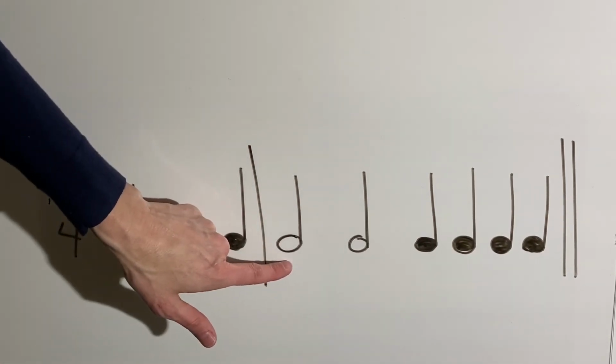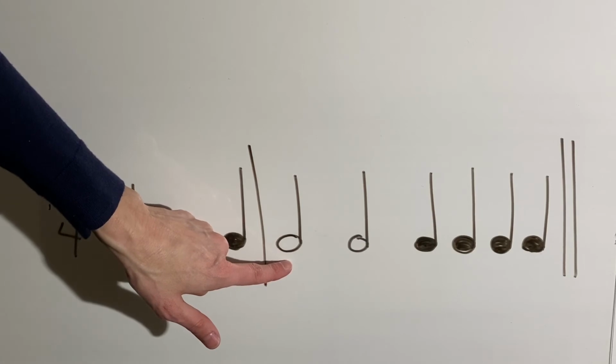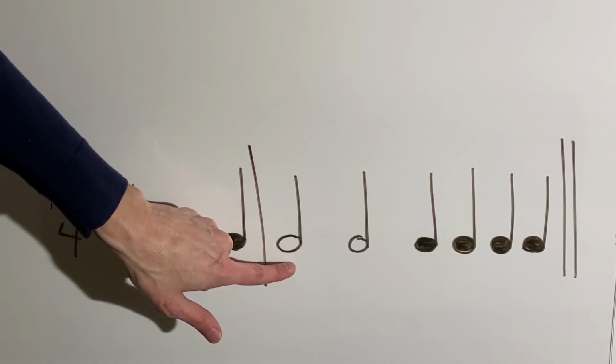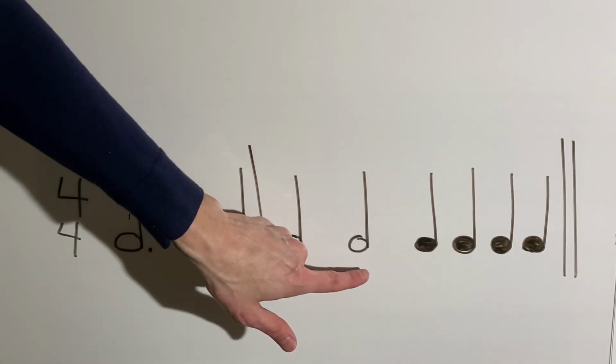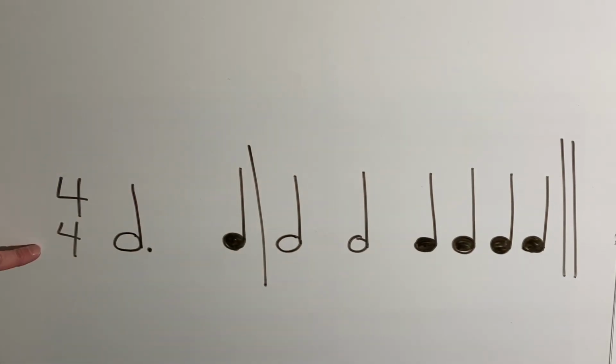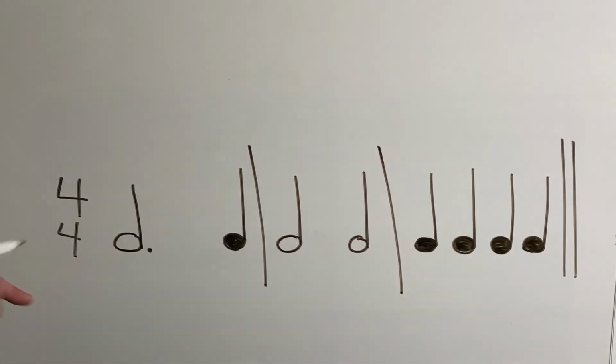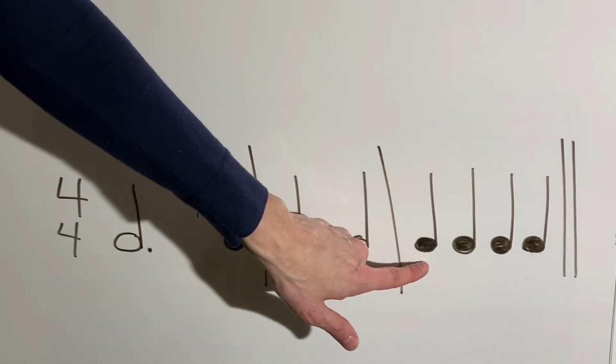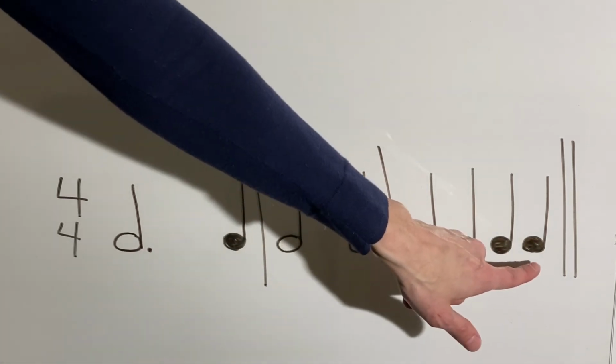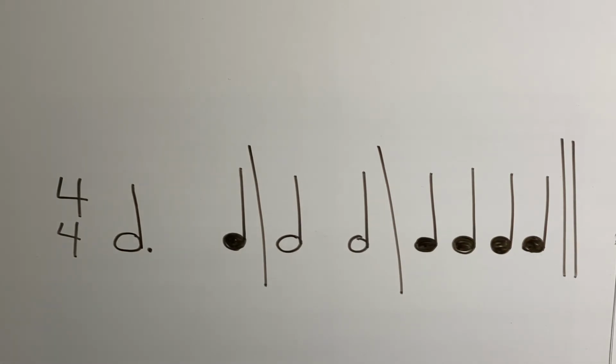Do you remember how many counts a half note gets? 2. Good job. So we have 1, 2, 3, 4. Have we filled our measure in 4/4? Yes, we have. So let's go ahead and draw a bar line. And our last measure has 4 quarter notes. 1, 2, 3, 4. Have we filled our measure? Yes, we have. So here are our 3 measures in 4/4.